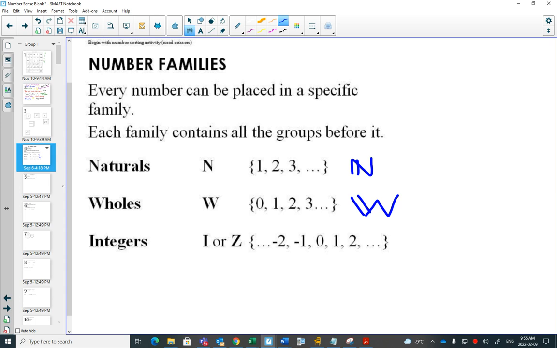Next, when did you start doing negative numbers? Already in grade 6 or grade 7? Grade 5, maybe? Integers.